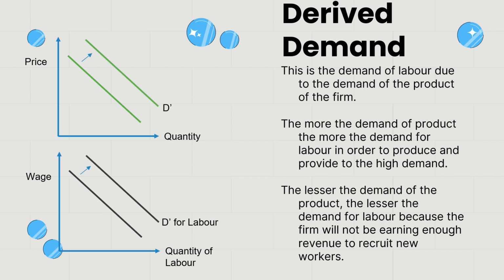So the graph will shift towards the right. If there is an increase in the demand for the product, as the green line has shifted, there would be a shift in the demand for labor as well towards the right side.